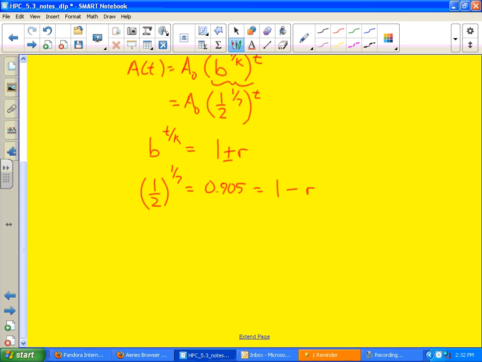And then I've got to solve for R. So I can just subtract 1 over here and divide by negative 1, and I get that R is equal to 0.095. Is that right? Or a 9.5% rate of decay every year.